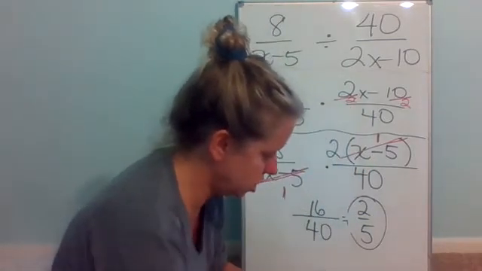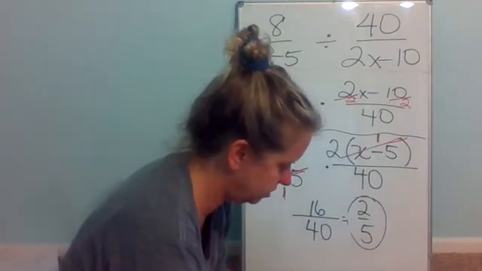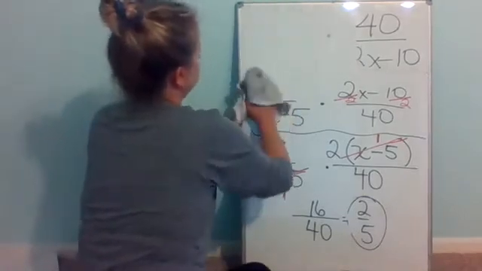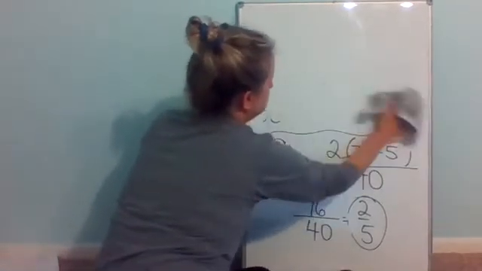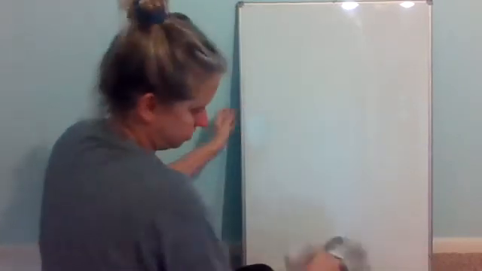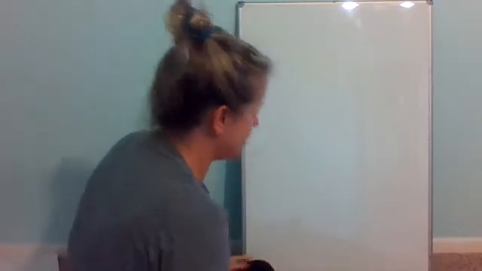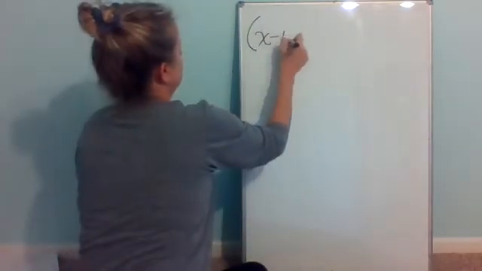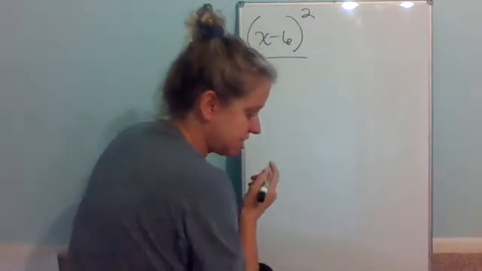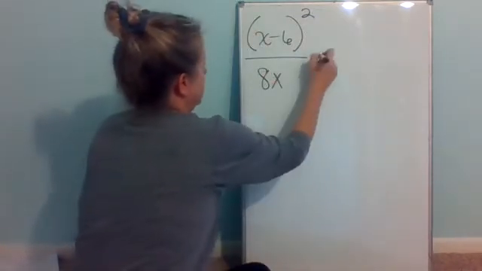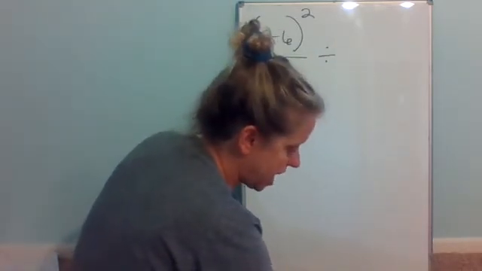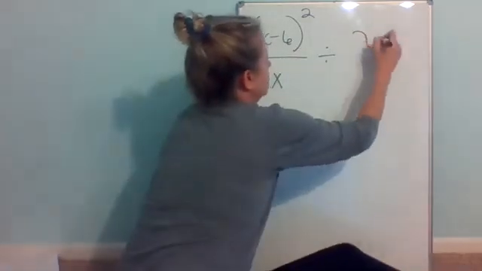Okay, let's look at the next one. Number 7. I've got x minus 6 squared over 8x divided by x minus 6 over x squared.